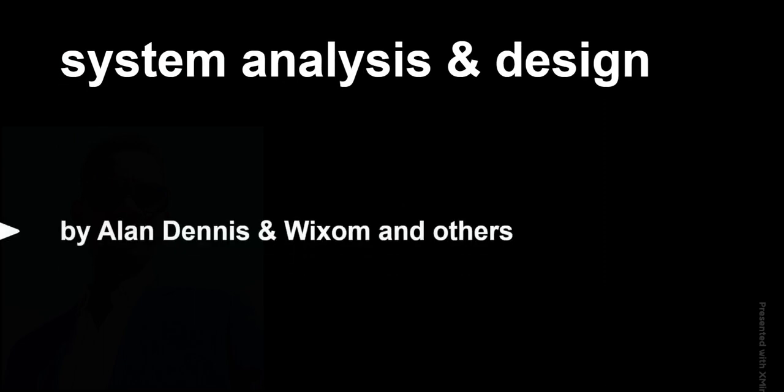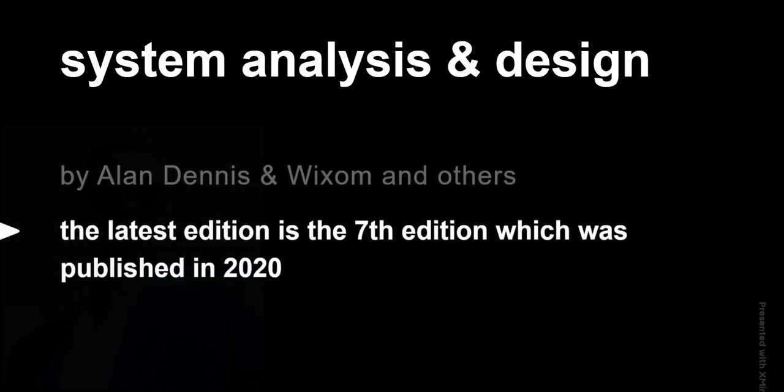It's written by Alan Dennis, Barbara Wixom, and other authors. The latest edition of these references is the 7th edition, which was published in 2020. The book covers a wide range of topics related to system analysis and design, and here we will discuss an overview of the content found in the 7th edition.